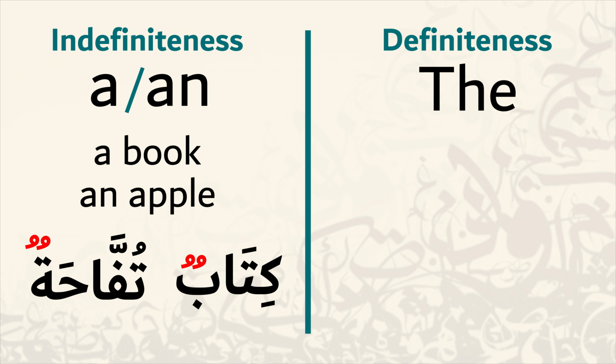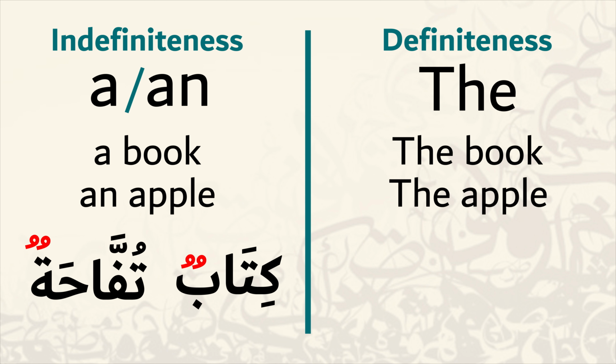This is called tanween. And it is pronounced as a consonant na sound. Kitabun, tuffahatun. It might be double dhamma, double fatha, or double kasra. So once you see a word in Arabic that has tanween, mostly it's indefinite. On the other hand, whenever we want to define an indefinite word, we just add the definite article. In English, we use the book, the apple.